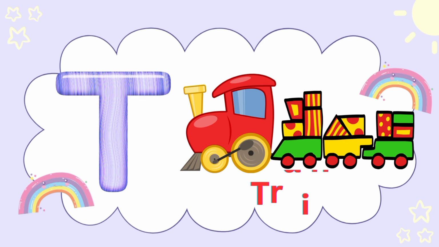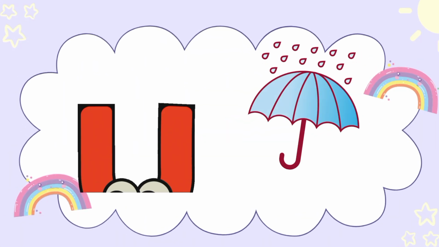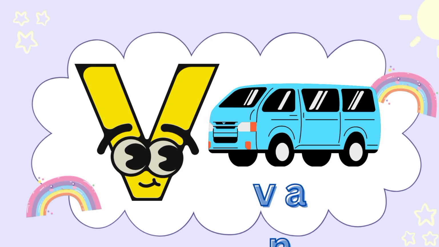T is for train, T, train. U is for umbrella, U, umbrella. V is for van, V, van.